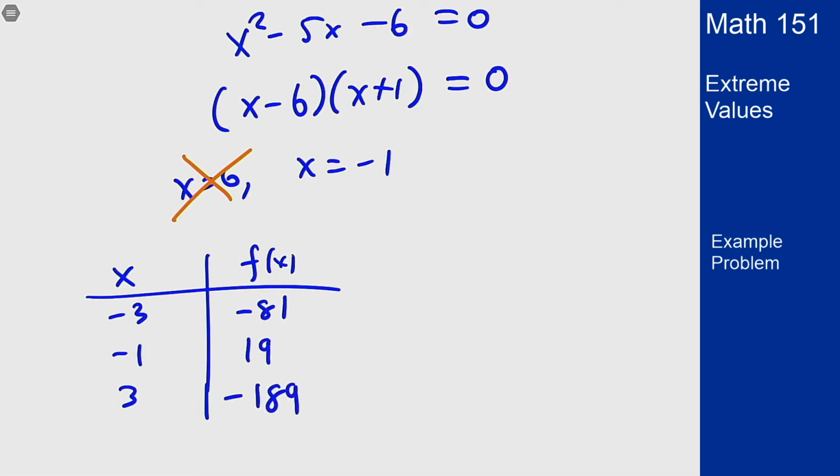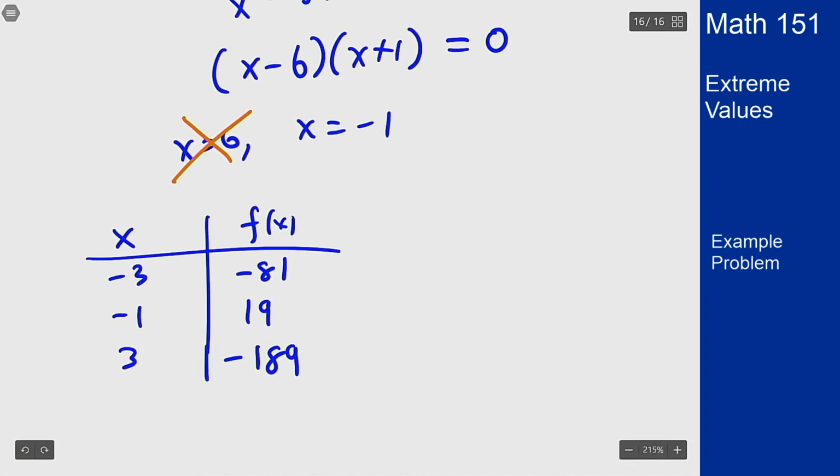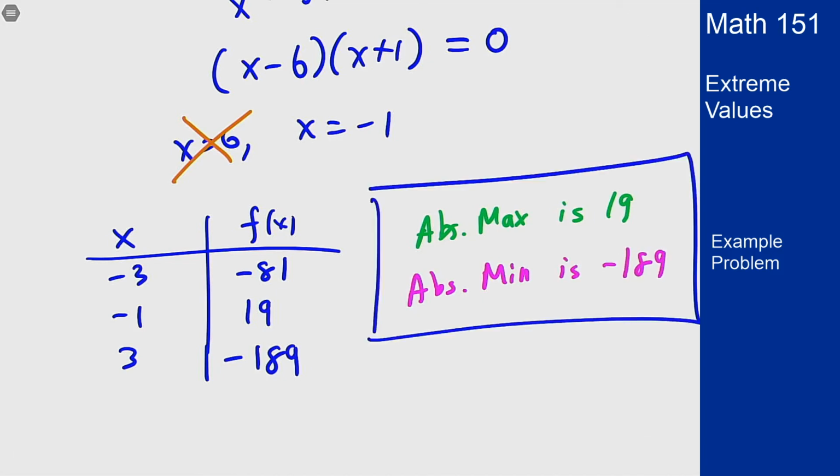Then we can look at this table and pick the biggest and smallest values. So from this, we see that the absolute maximum value is 19, and the absolute minimum is negative 189. The max is attained at x equals minus 1, the min is attained at x equals 3, but the question asks for the max and min values, which are the y coordinates of those points.